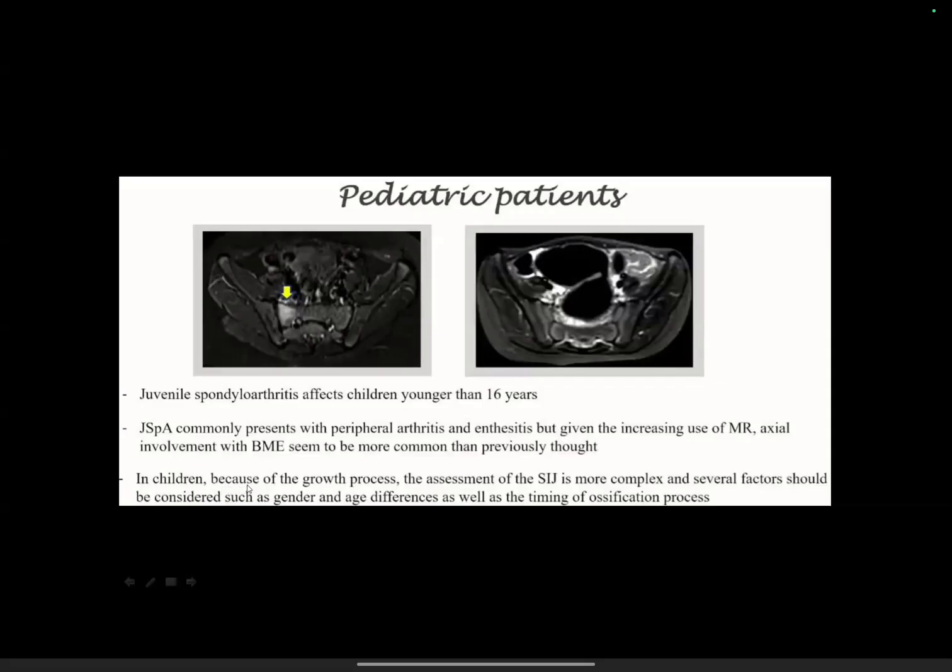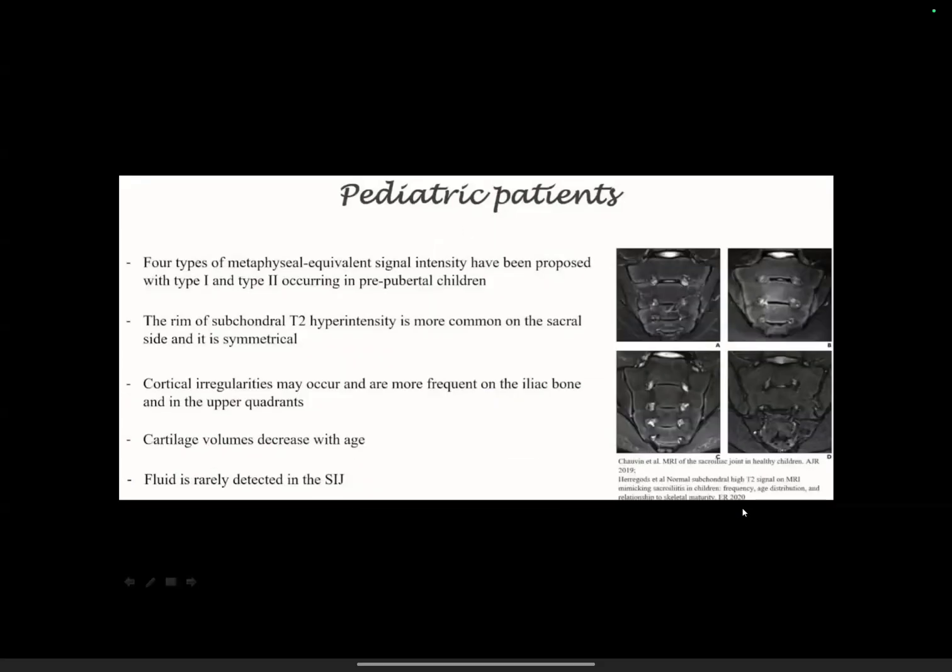So basically in children, this can be seen as a part of the normal growth process also, and the assessment of the sacroiliac joint is more complex. Several factors, including whether the patient is in the pediatric age group, become more important. Also there can be unfused ossification centers, and sometimes you need to confirm that on CT and correlate with the age.